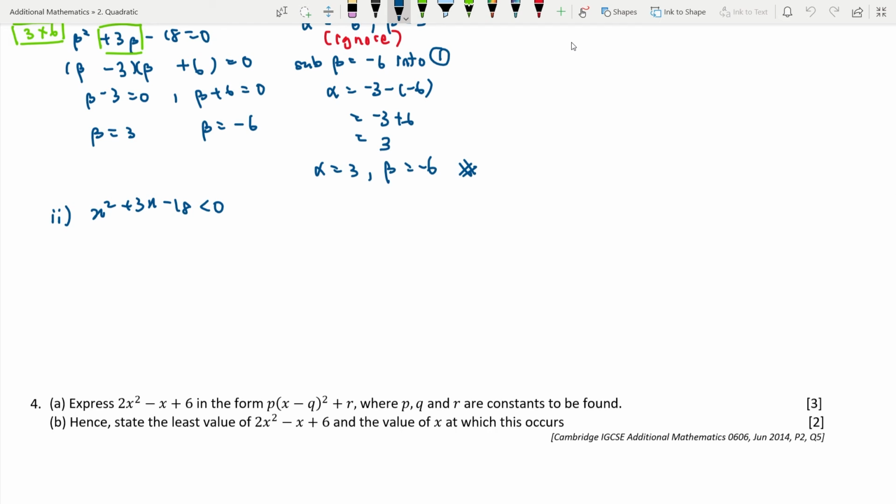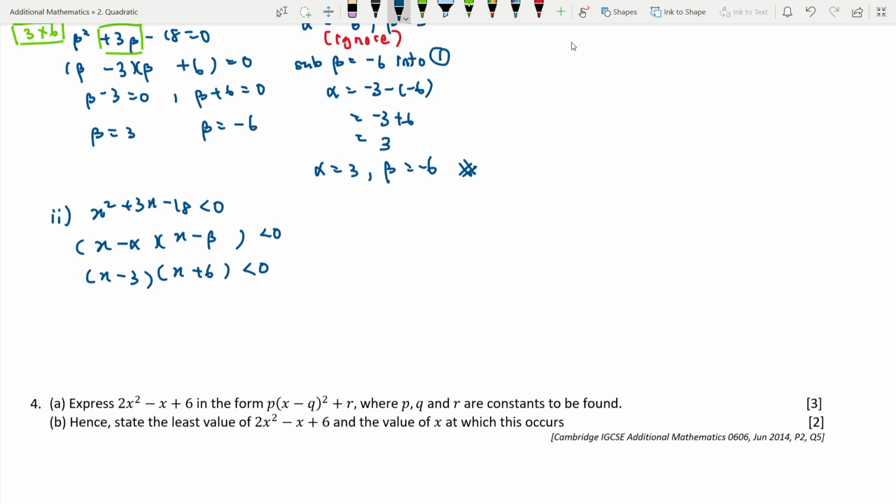We know that the roots are alpha and beta. Hence, we can actually write this expression in this way. X minus alpha, x minus beta. Then we substitute the values of alpha and beta into this inequality. X minus 3, x negative and negative, we get a positive, plus 6 is less than 0.